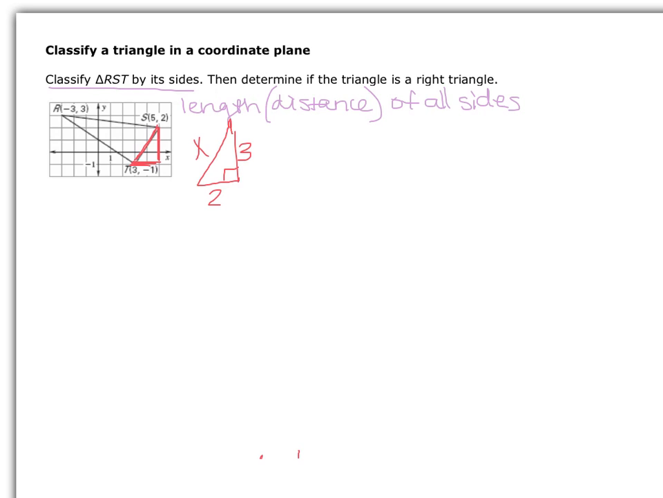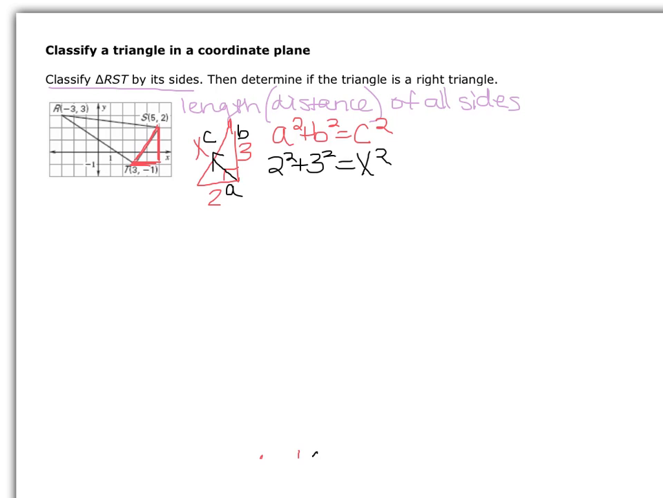So now what you're going to do is Pythagorean theorem. And remember, that is a squared plus b squared equals c squared. Then you're going to plug in the information. So 2 squared plus 3 squared is going to equal x squared. Remember, these sides are A and B. It doesn't matter which one's A and which one's B. C must always be the hypotenuse and opposite from the 90-degree angle.